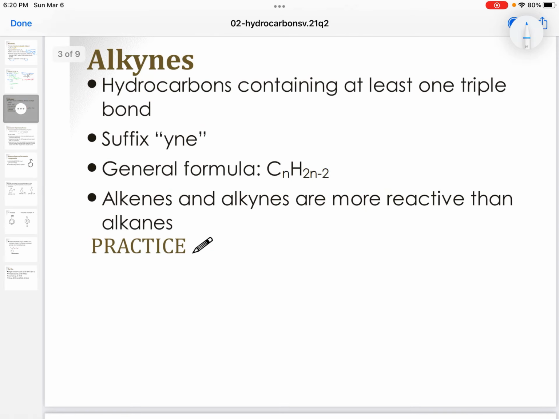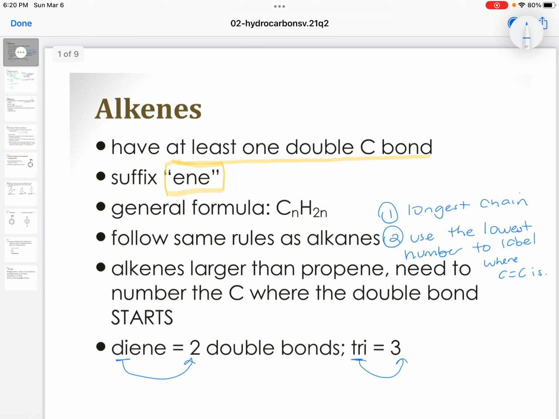So now when you have a triple bond, then we're going to use the ending YNE. So now we have at least one triple bond. That makes these unsaturated because now you can break those double bonds or triple bonds and make double and make single and add more atoms to the carbon chain. I think we forgot to write that up here. I forgot to write that.